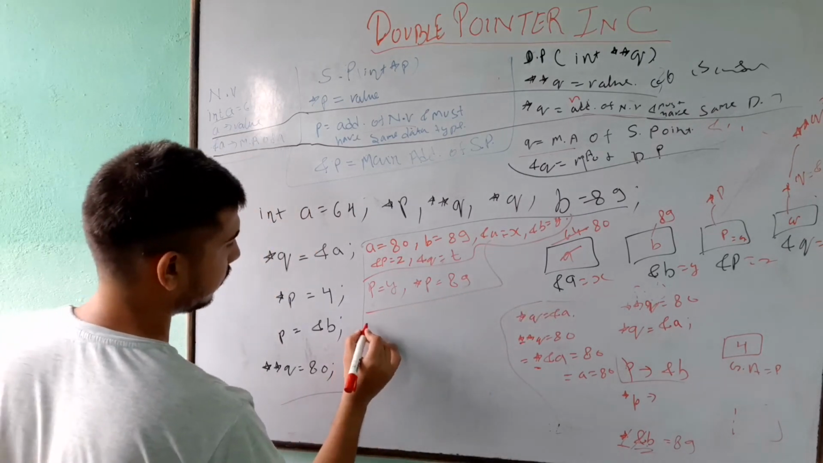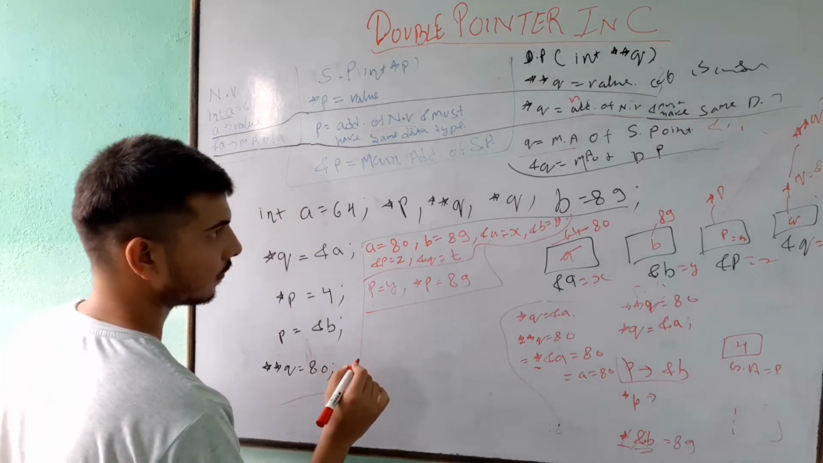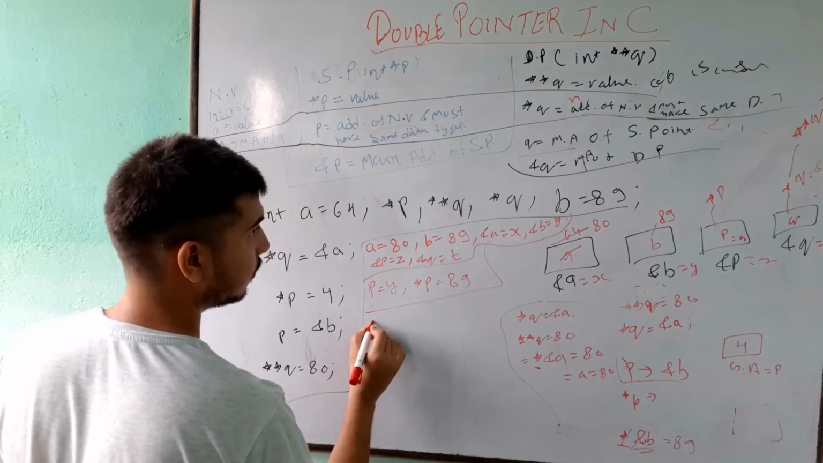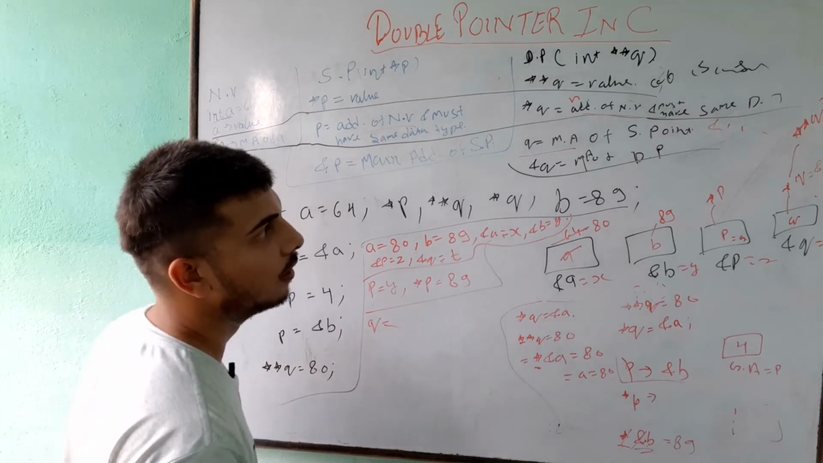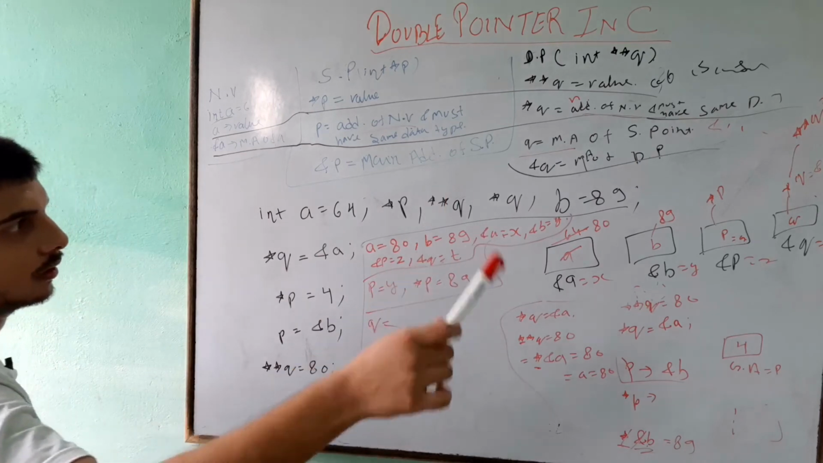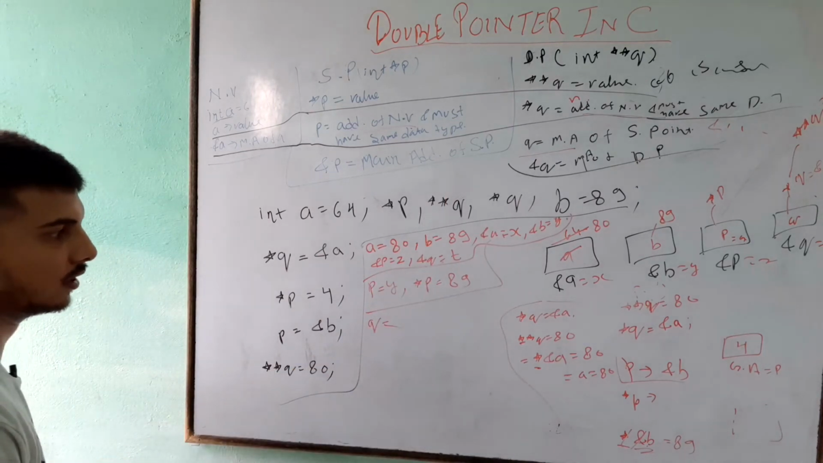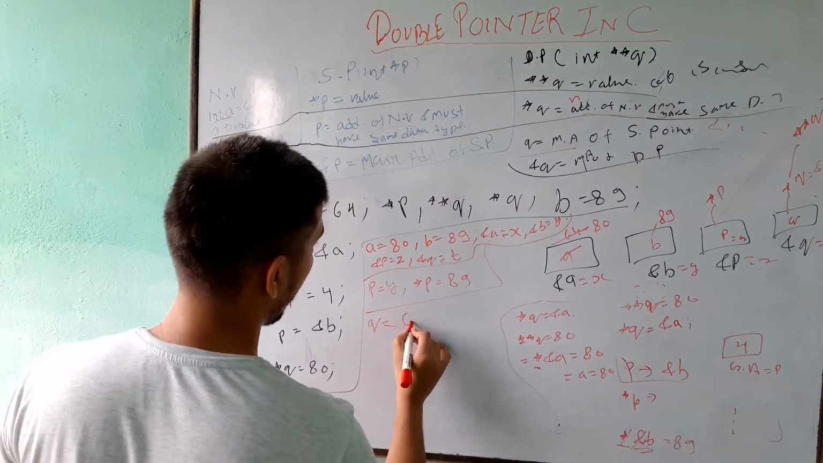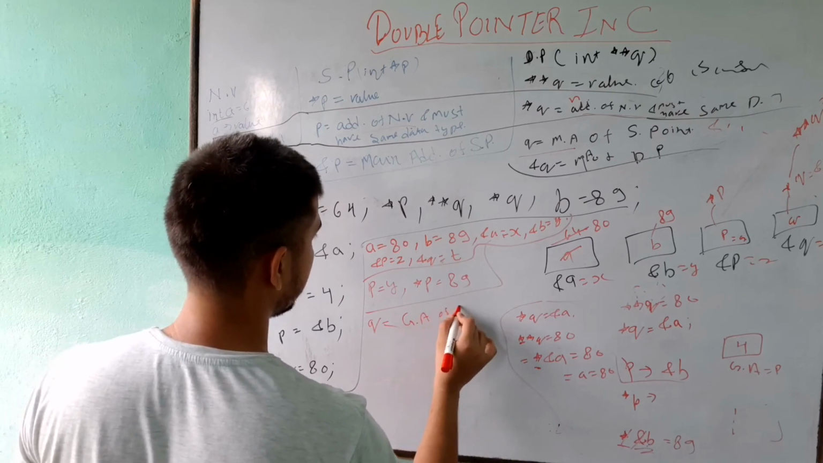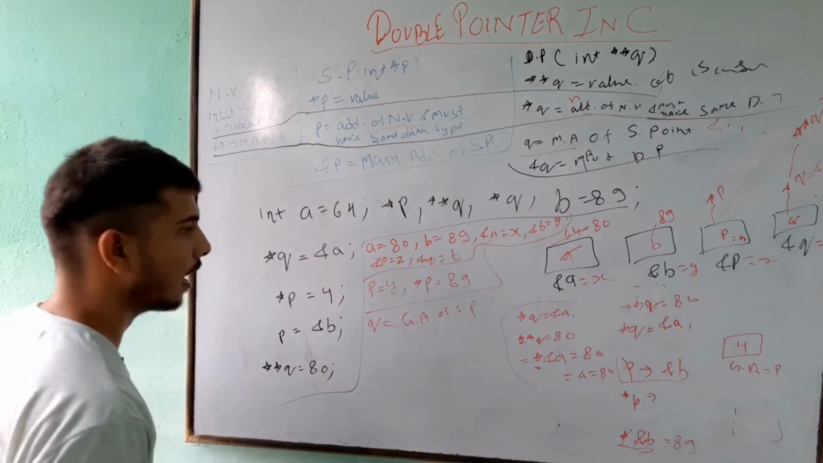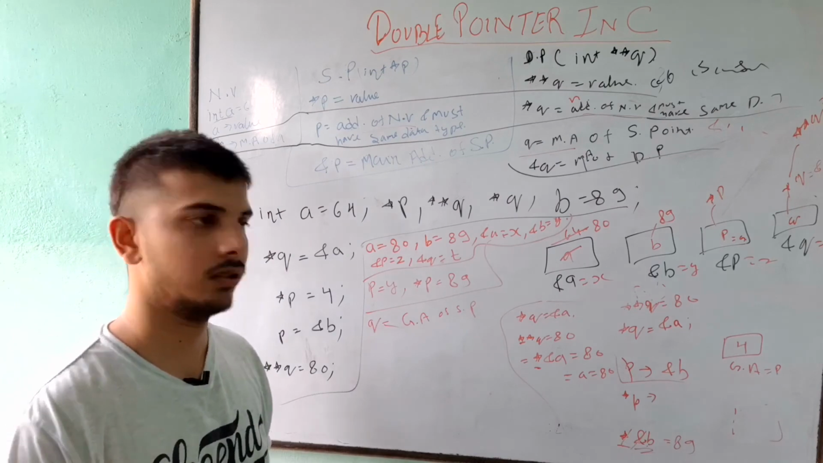Now let's come to q. If I do q, what will it give me? Nowhere had we changed it, so it will give me some garbage address of a single pointer, we can say. It will give us garbage, right?